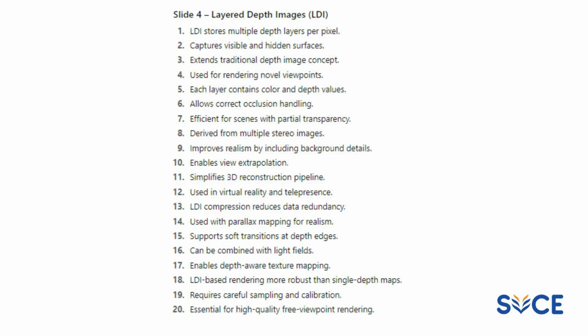The topics we have covered in LDI: first, it stores multiple depth layers per pixel and captures the visible and hidden surfaces, which extends the traditional depth image concept and is also used for rendering a novel viewpoint of those pixels. Each layer contains colors as well as depth values, which allows correcting occlusions and is efficient for scenes with partial transparency derived from multiple stereo images. This improves realism by including background detail, which enables view extrapolation.